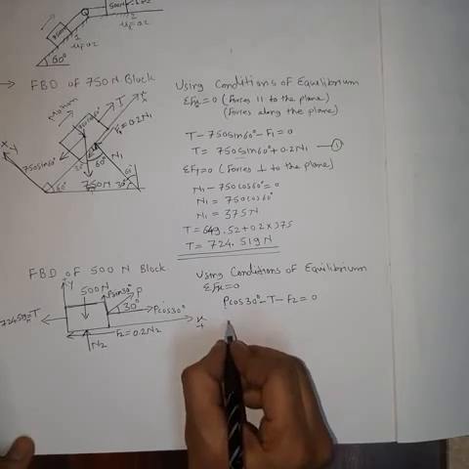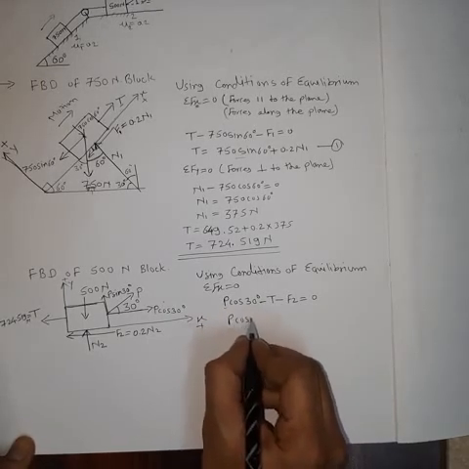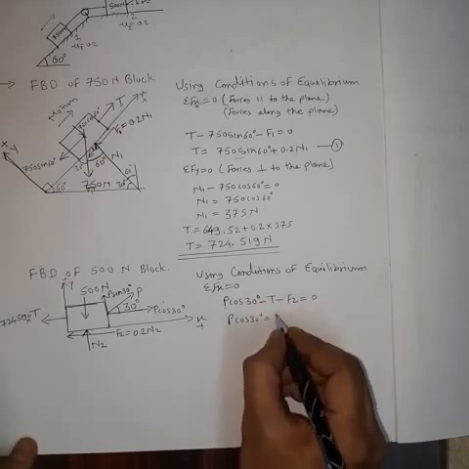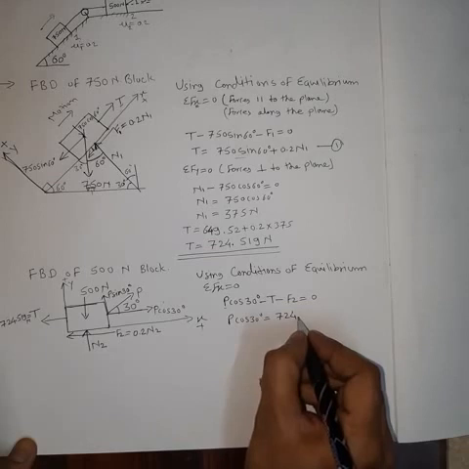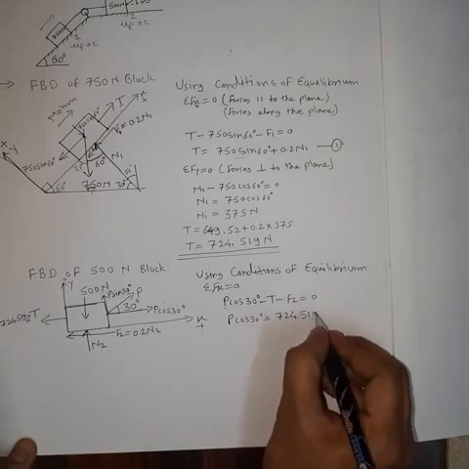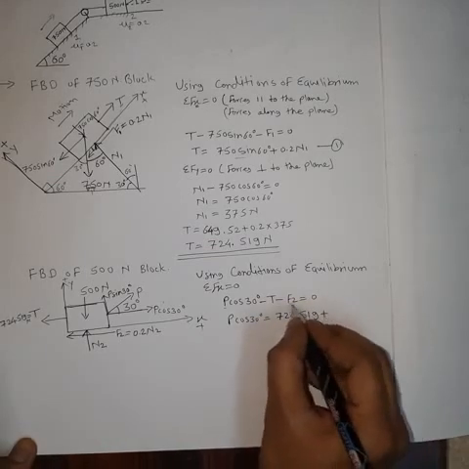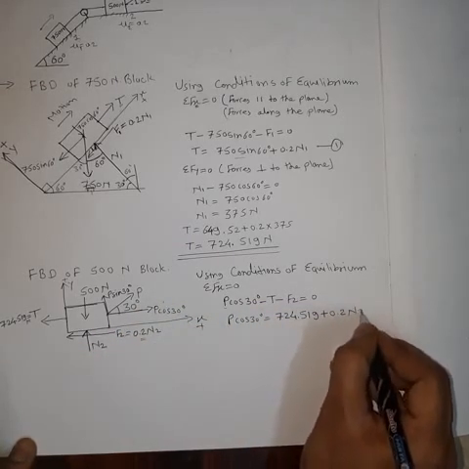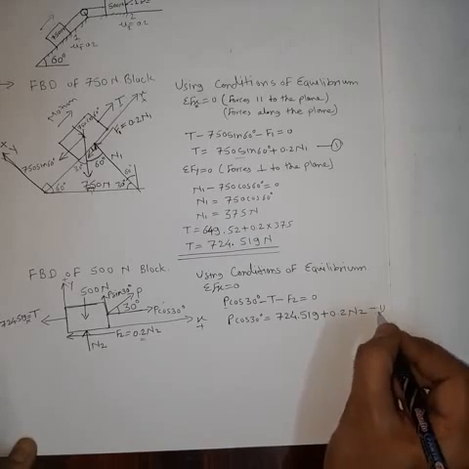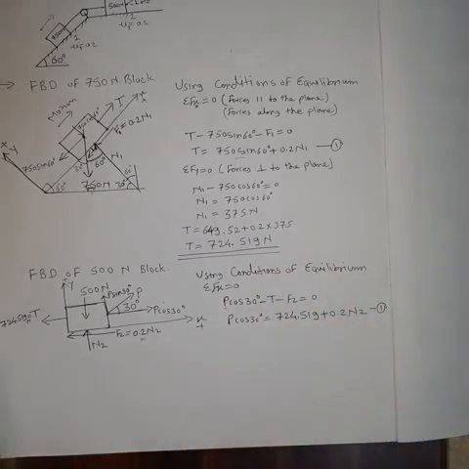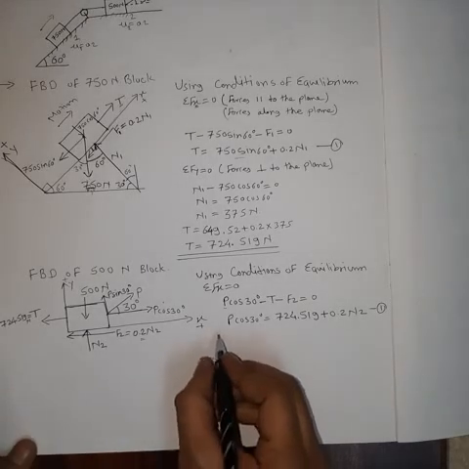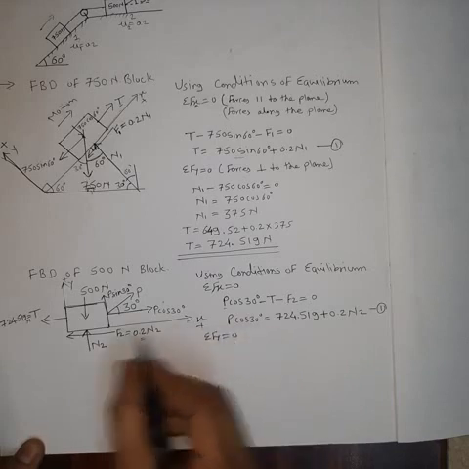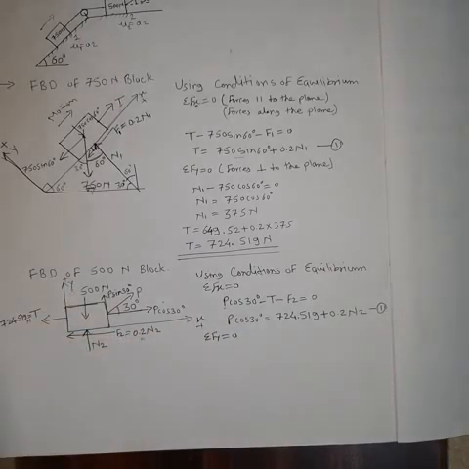So P is unknown, so we can write in terms of P. So P cos 30 degree is equal to, putting the values here, the value of T is 724.519 plus F2, which we can write as 0.2 times N2. We can name it equation number 1, because it's a new FBD and we can start numbering of equations again. Then using the second condition, the algebraic sum of vertical components of forces in the y direction is equal to 0.